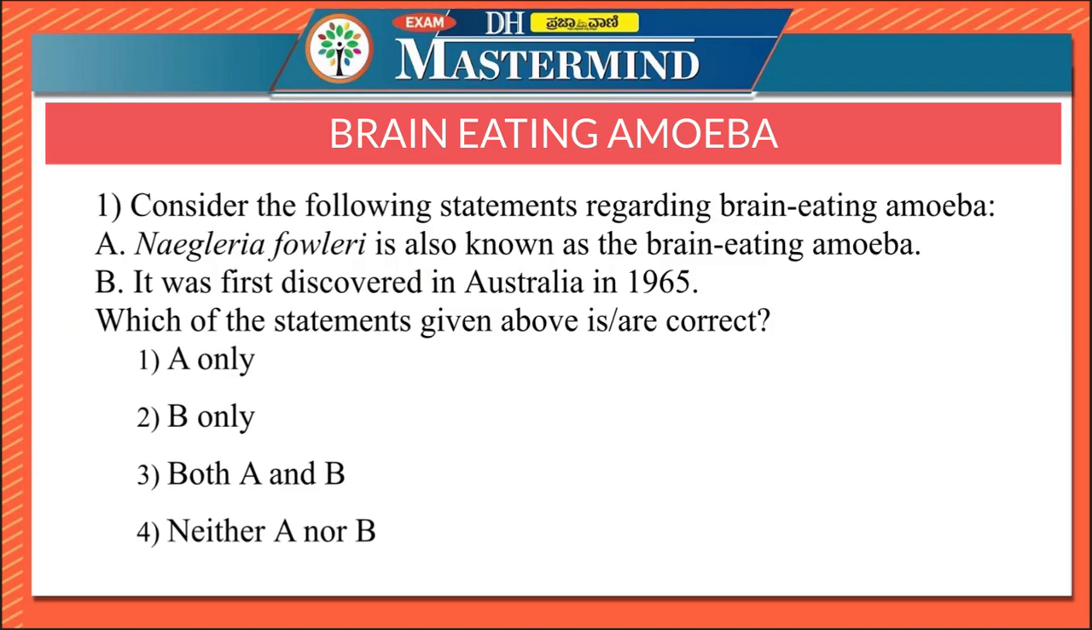Now let us solve two multiple choice questions on brain-eating amoeba. Consider the following statements regarding brain-eating amoeba. A: Naegleria fowleri is also known as the brain-eating amoeba. B: It was first discovered in Australia in 1965. So here both the statements are correct. Therefore, the right option is option 3, both A and B.